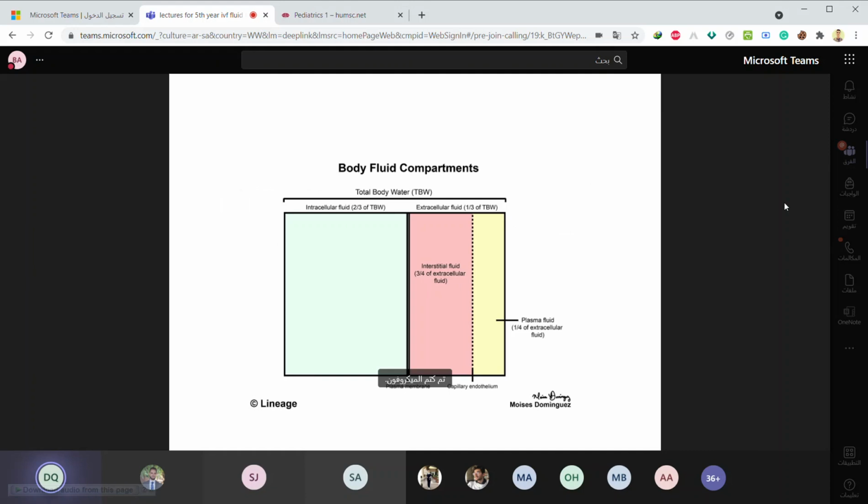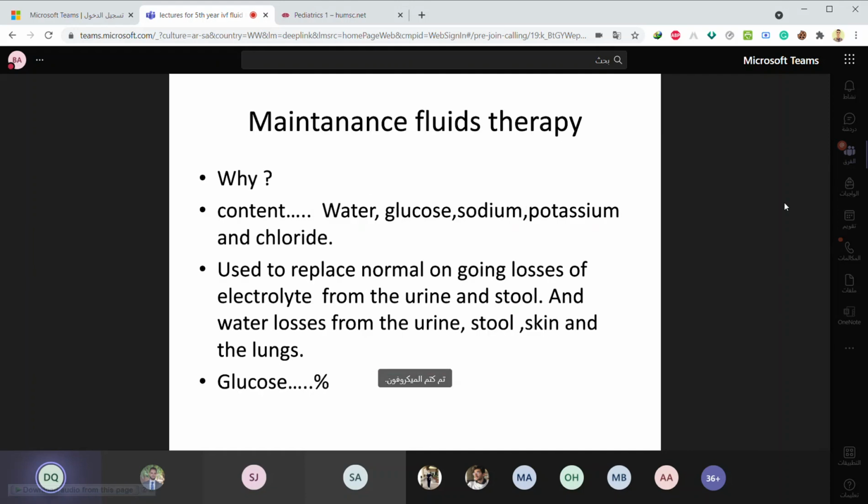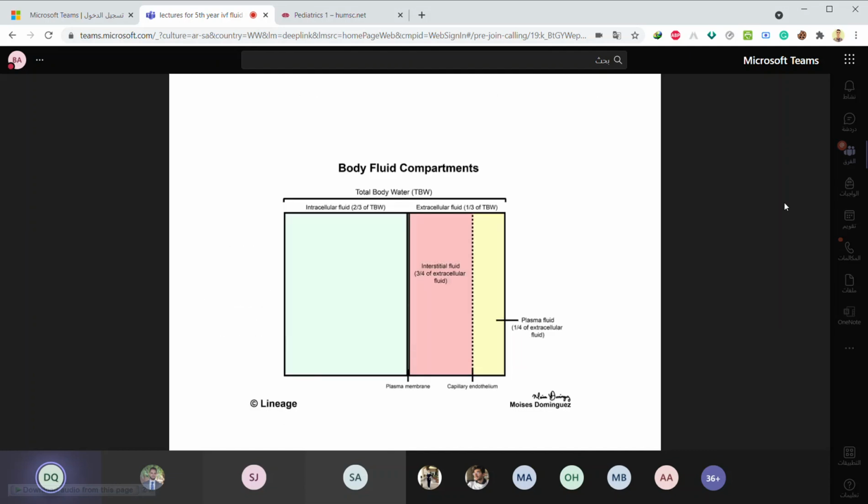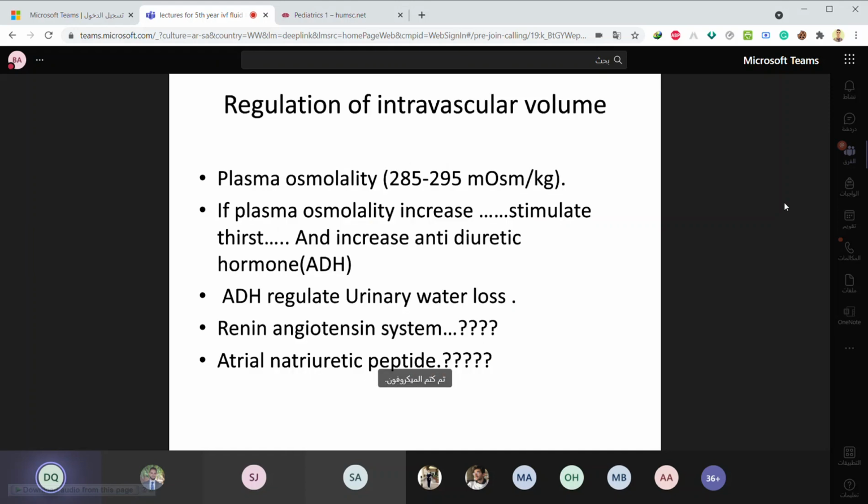If you see this figure, this shows the percentage of each body compartment. We have the intracellular, the extracellular, and in the extracellular part we have the plasma also, which constitutes about 5 to 10% of total body water.